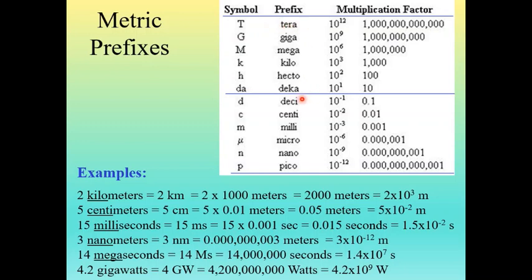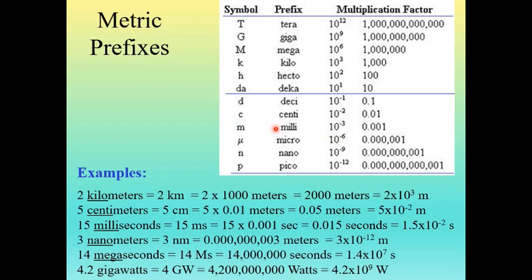And then we can also use these prefixes for smaller quantities. For example, deci, not to be confused with deca, is 1/10. So a decigram is 1/10 of a gram, a deciliter is 1/10 of a liter, etc. Centi, that one is very common. For example, the centimeter is 1/100th of a meter. So centi has a symbol of lowercase c.